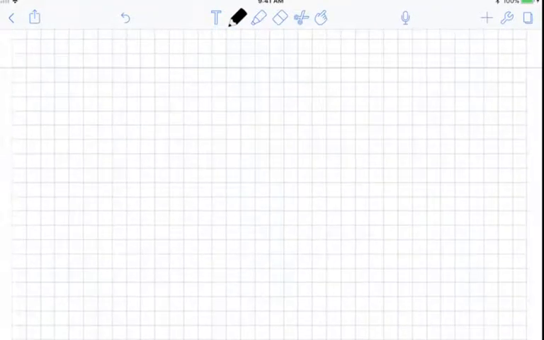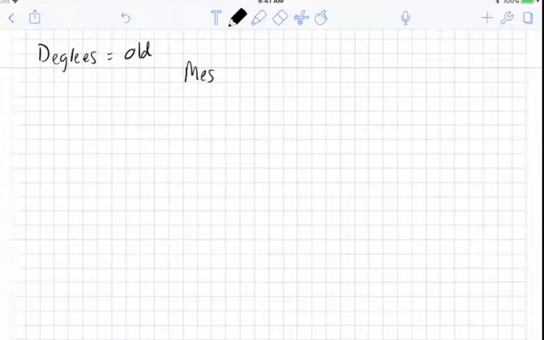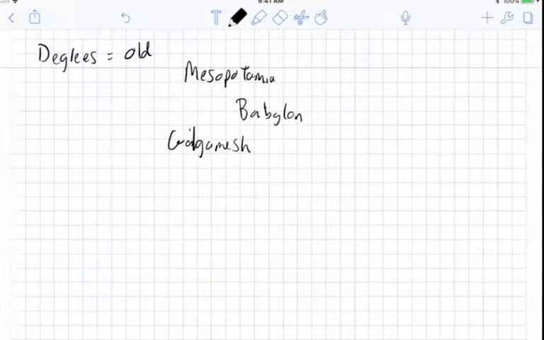Degrees are old. Not the oldest thing in the world by any means, but fairly old. We're talking Mesopotamia. Right? Babylon. Gilgamesh. Right. So back then, the Babylonian civilization used a base 60 counting system.